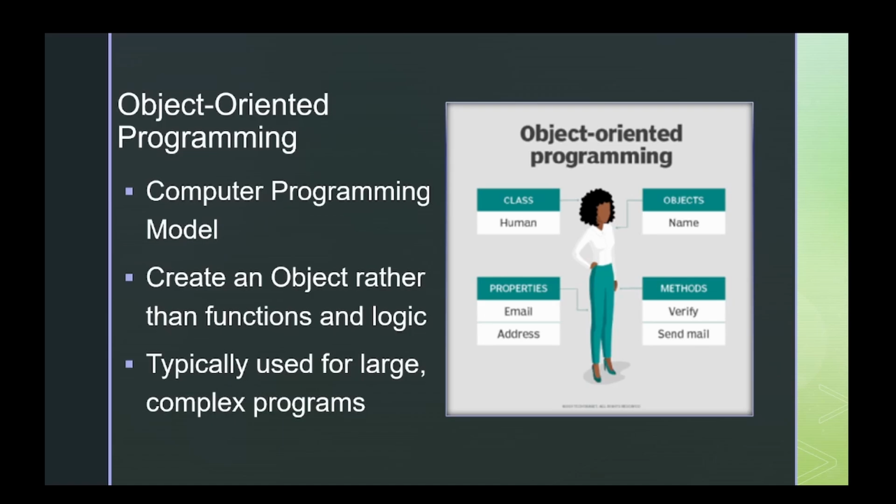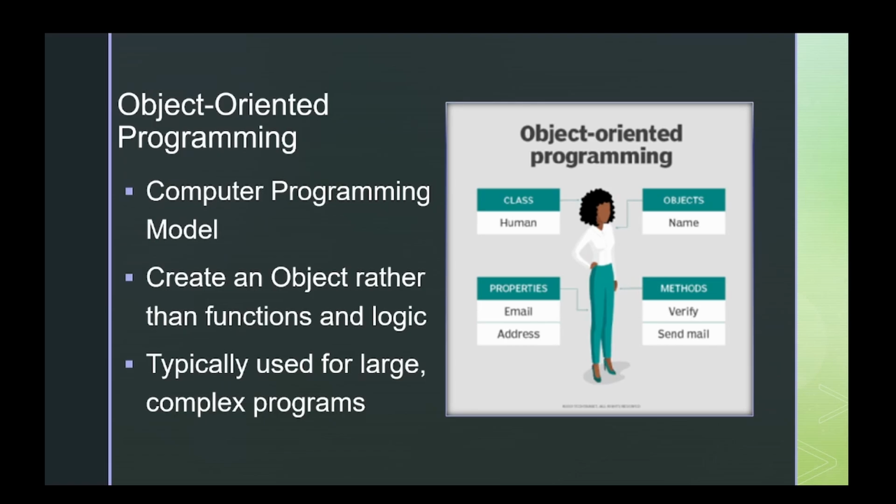As a review, we went into object-oriented programming, and we discussed how it is a computer programming model and a way to do things in which you create an object rather than functions and logic. So your object will contain properties and methods that know how to work with what it has. Typically it's used for large, complex problems or programs, and we can reuse those objects over and over again.